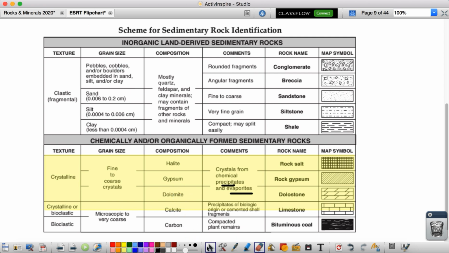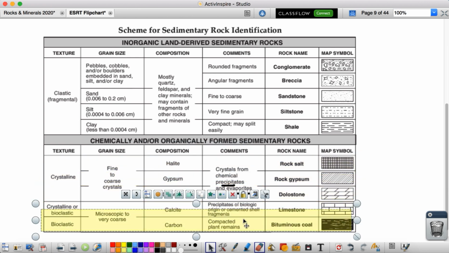I'm sorry, sedimentary rock we're going to look at. Why do I keep doing that? Now we have the organic, also called bioclastic variety.